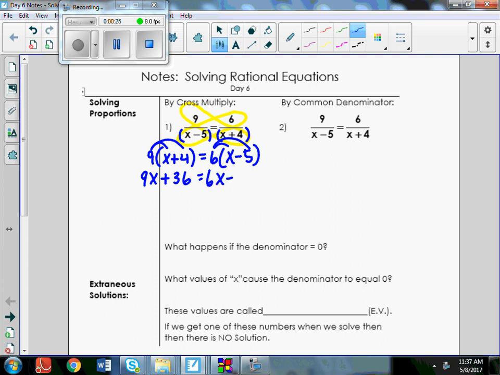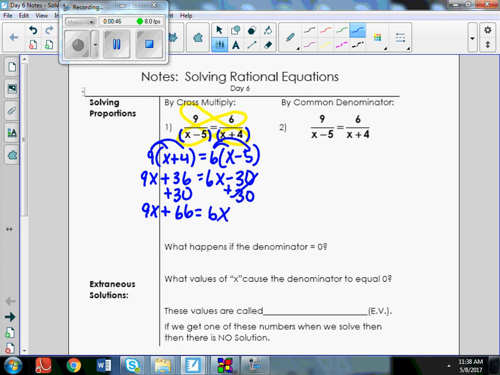6x minus 30. So now I want to continue on and solve for x. What would I do to solve for x? What's one thing I could do? Because there's lots of things. Someone said you could add 30. So we're going to get our numbers together. We're adding 30 to both sides. So now I have 9x plus 66 equals 6x.